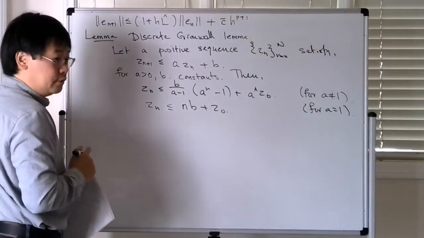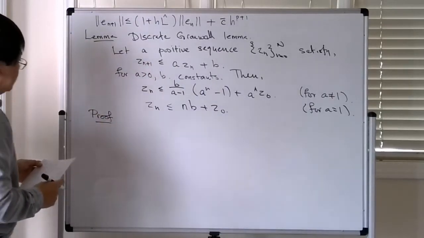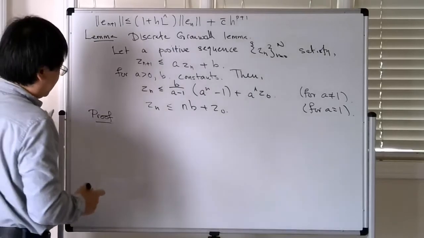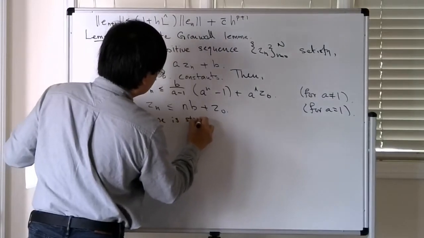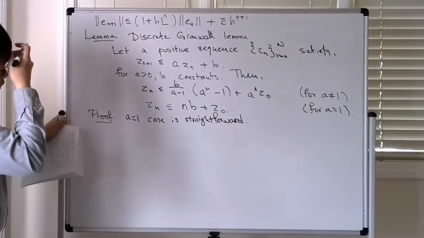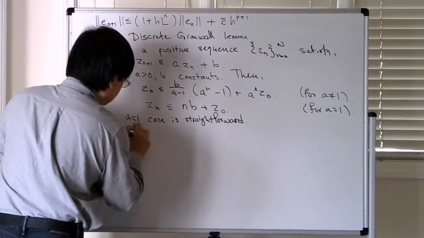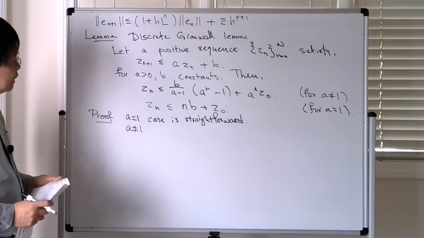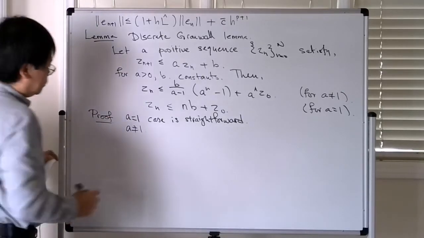Okay, so let's try to prove this. For the a equals 1 case, this is relatively straightforward, so I'm going to skip that for now. All right, and so let's look at the a not equal to 1 case. As you might expect, one very natural way to prove an inequality like this is to apply induction. So we're going to do this by induction.